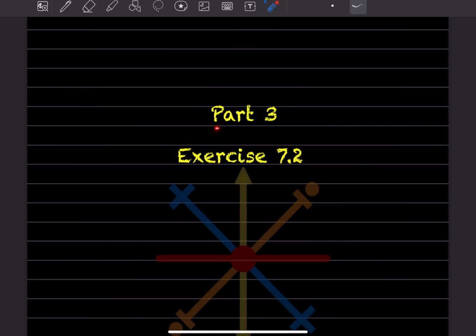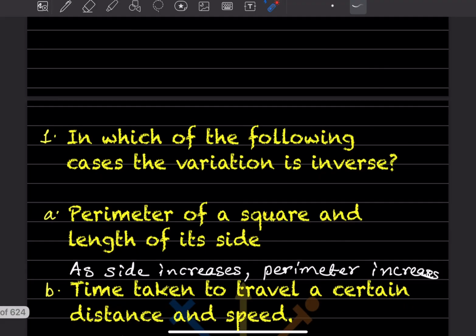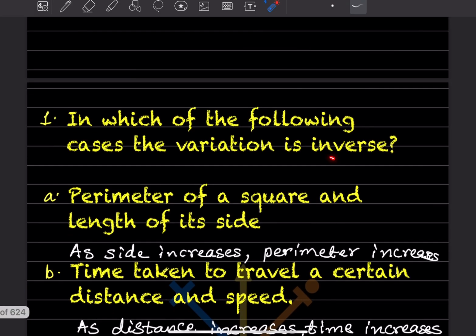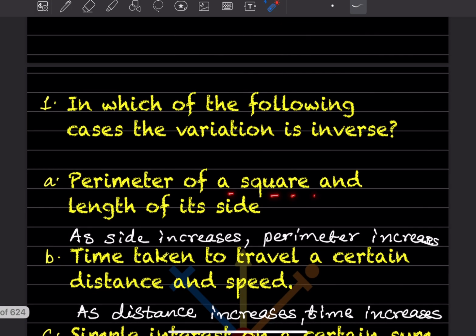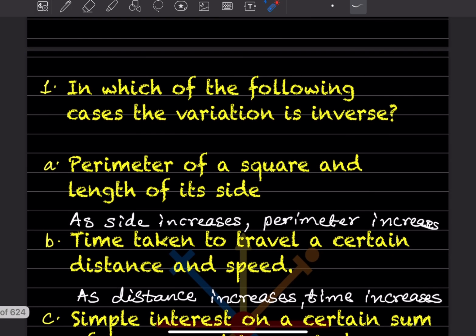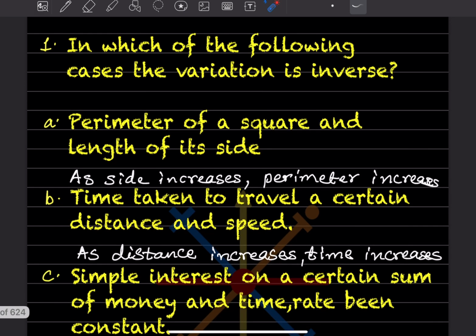So today we'll do part 3 and see exercise 7.2. Here it says: in which of the following cases is the variation inverse? So here, the perimeter of a square and the length of its side. As the side increases, the perimeter also increases. So this is not inverse, because it should be inversely proportional. If this is increasing, this should decrease, or if this is decreasing, this should increase. In both cases, this is increasing, so it is not inverse.